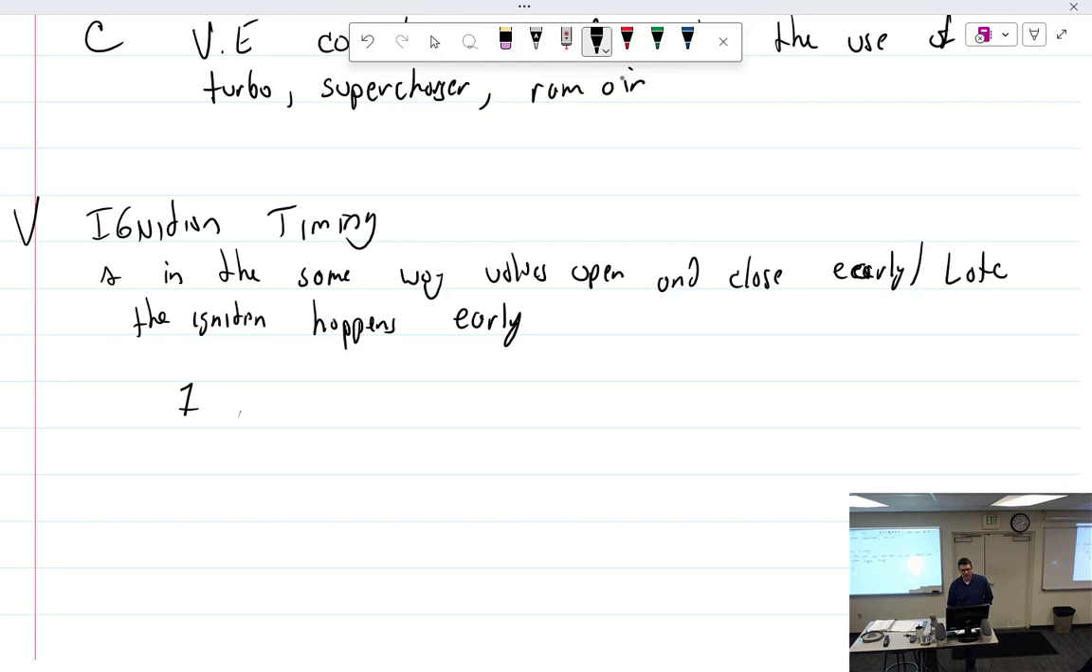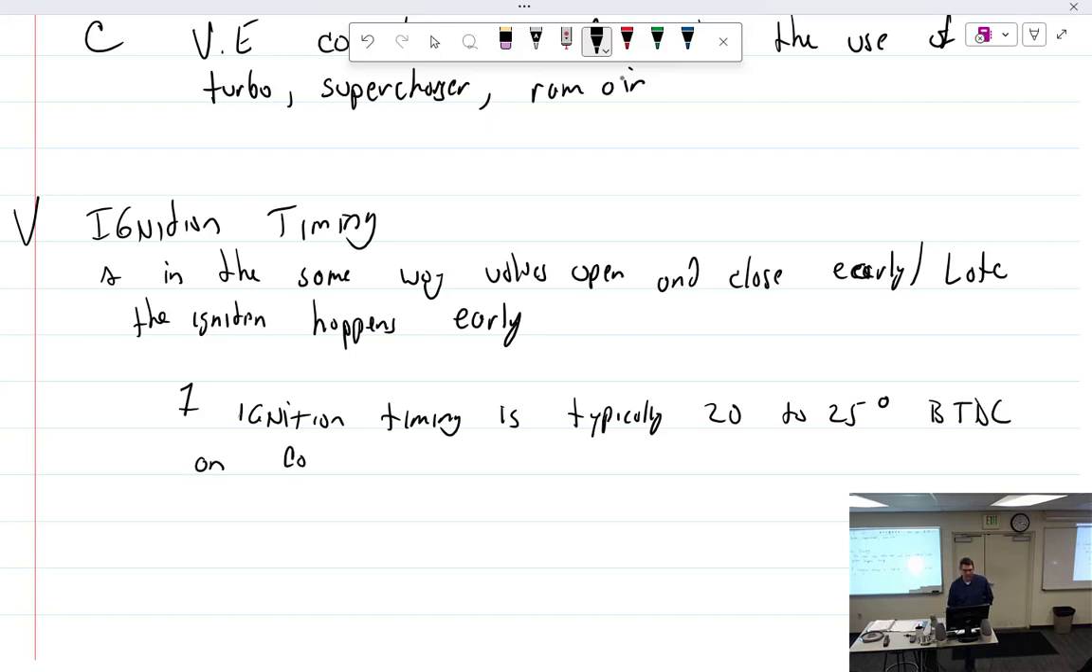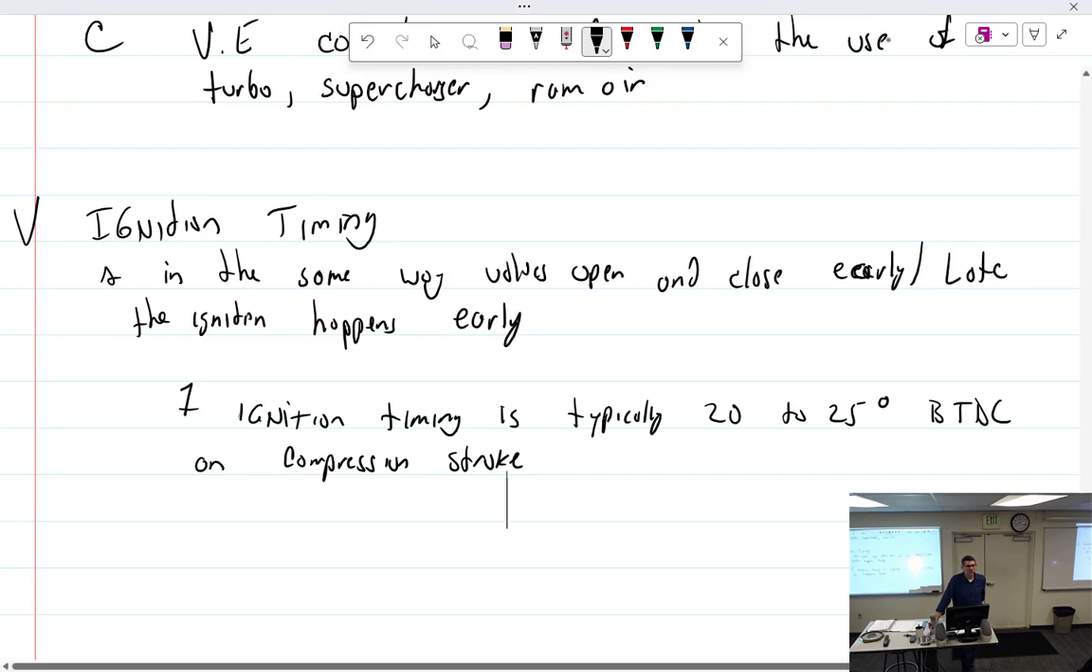So ignition timing is typically 20 to 25 degrees before top dead center on compression. Not at top dead center. There's only one event where the spark happens at top dead center. What is that event? Starting.